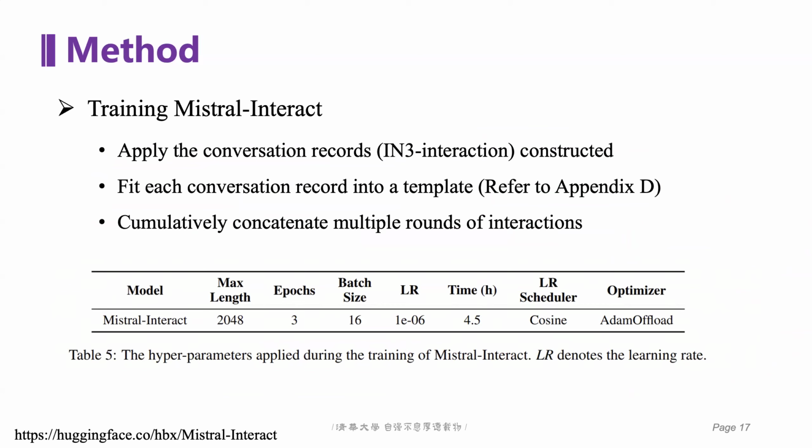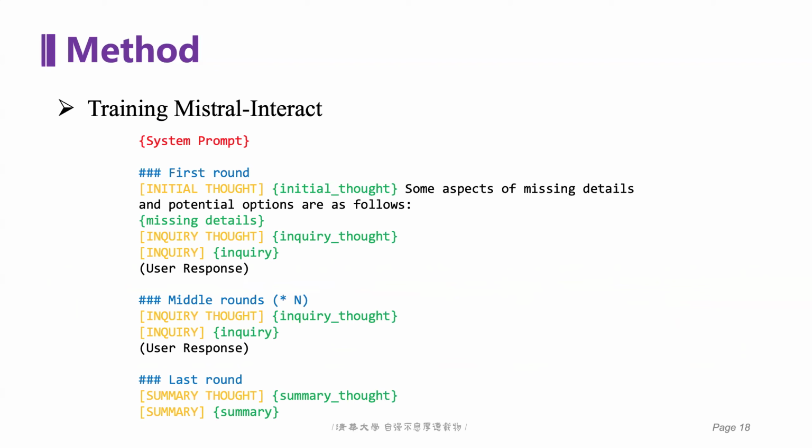So here's the training. That entails many details like hyperparameters, so you can refer to our paper for more details about how we apply the conversation record and how we fit it into a template. I think there's a template here. Yeah, so this is the training template. That's how we fit the conversation record into the template in order to train the instruction model.